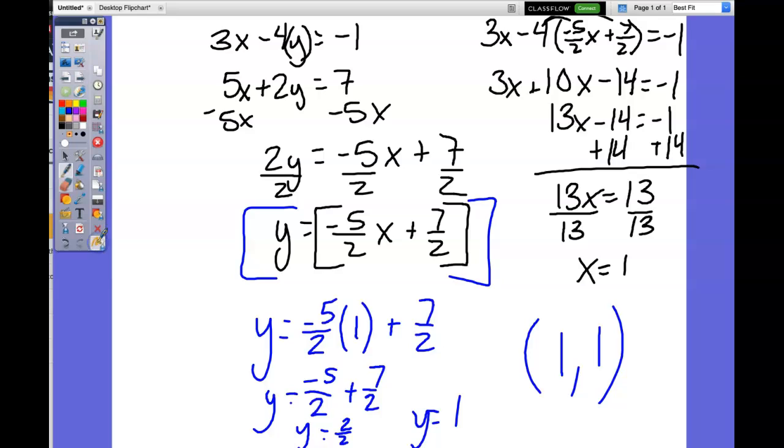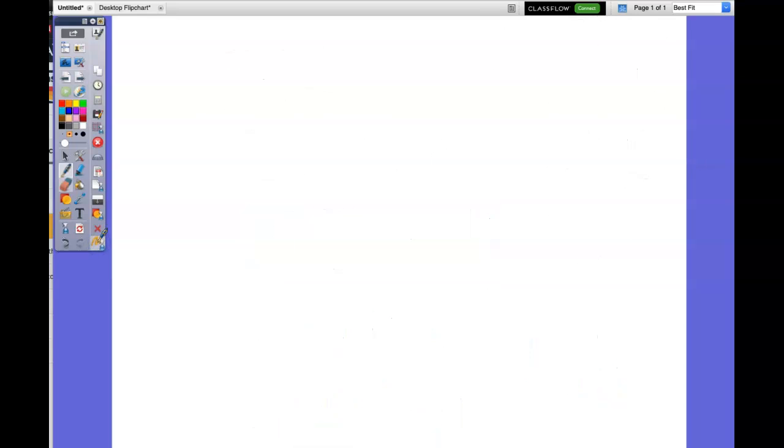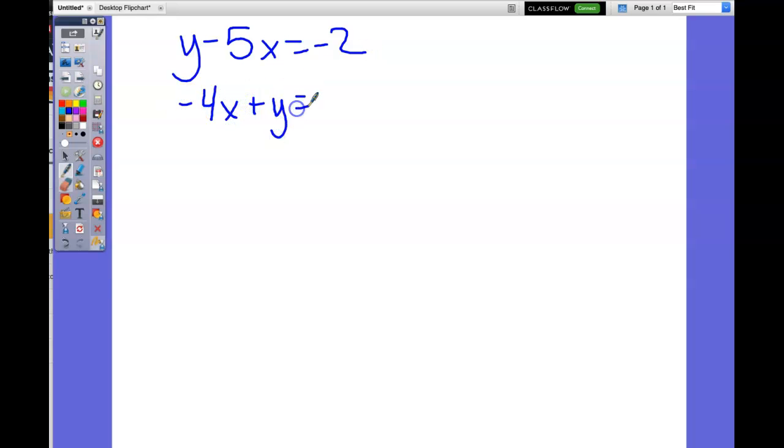Okay, so what's number 17's equations? 17's equations. What are they, Kit? Y minus 5x equals negative 2. Okay. And negative 4x plus y equals 2.